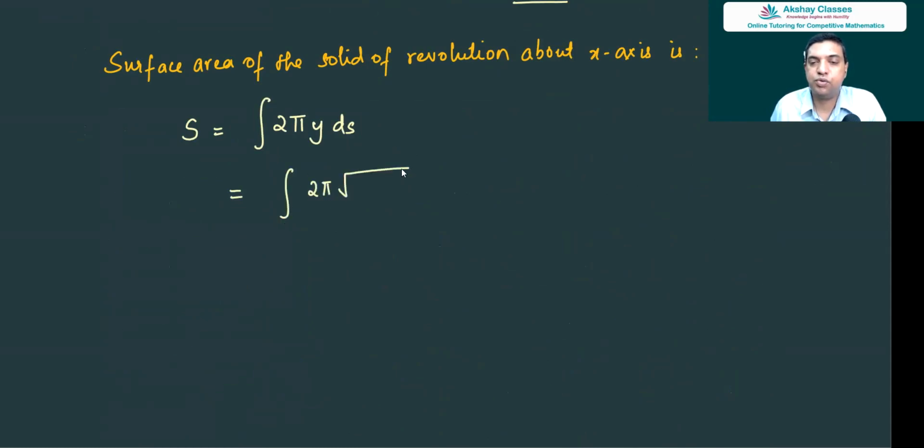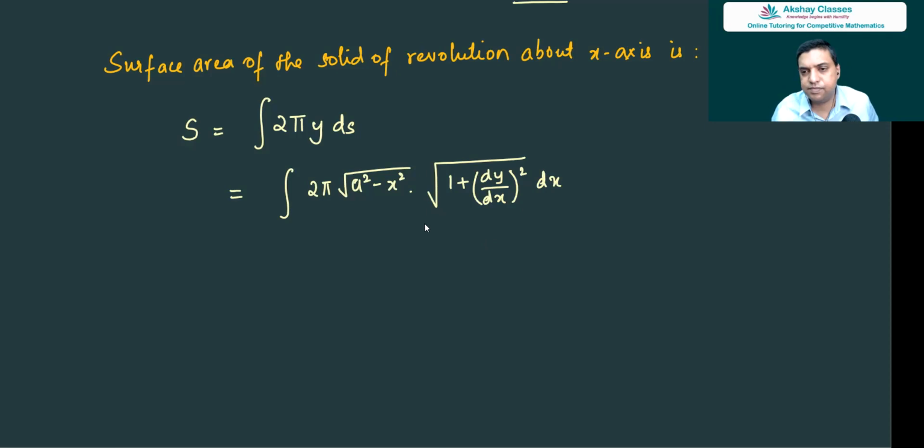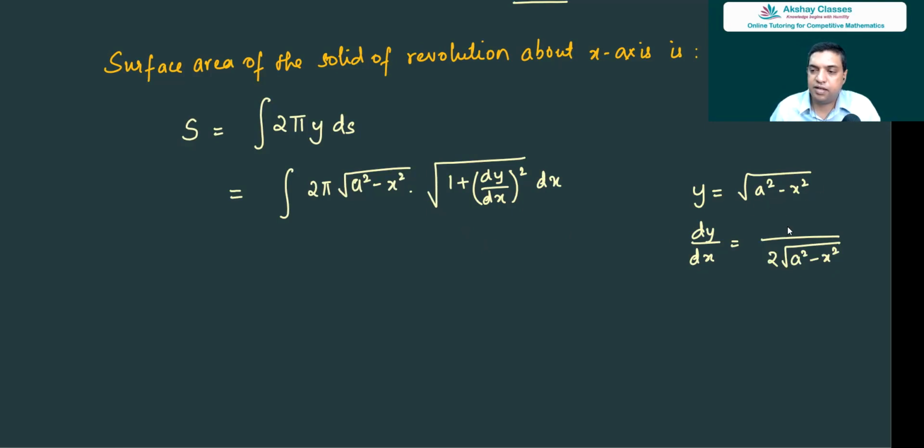So 2 pi under root a square minus x square, and ds is under root of 1 plus dy by dx the whole square, dx. So y is under root of a square minus x square. Dy by dx will be 1 over 2 root a square minus x square multiplied by the derivative of a square minus x square by chain rule. So we get minus x by under root a square minus x square. So this is what we get for dy by dx.